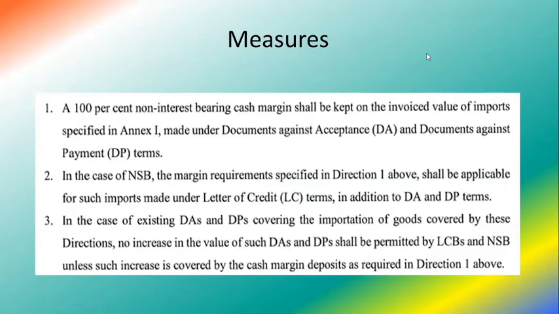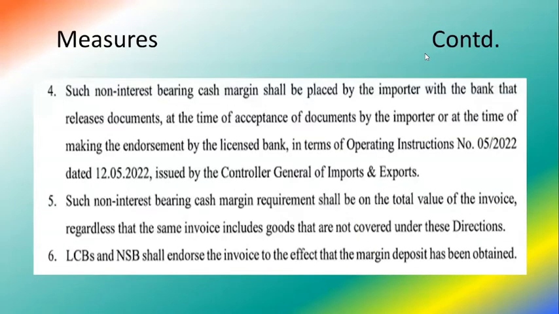In the case of existing DAs and DPs covering the importation of goods covered by these directions, no increase in the value of such DAs and DPs shall be permitted by LCBs and NSB unless such increase is covered by the cash margin deposits as required. Such non-interest bearing cash margin shall be placed by the importer with the bank that releases documents. Such non-interest bearing cash margin requirement shall be on the total value of the invoice.